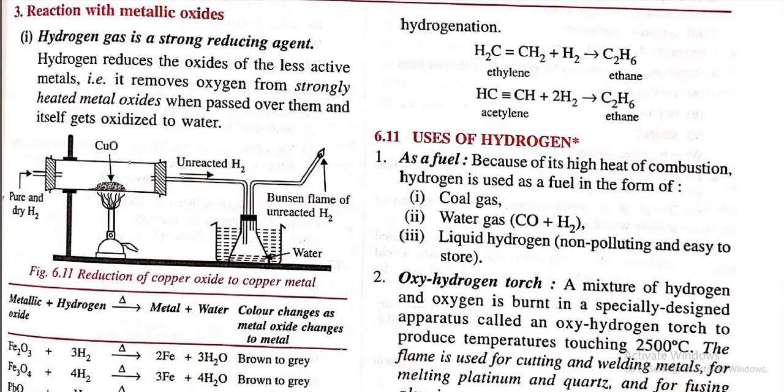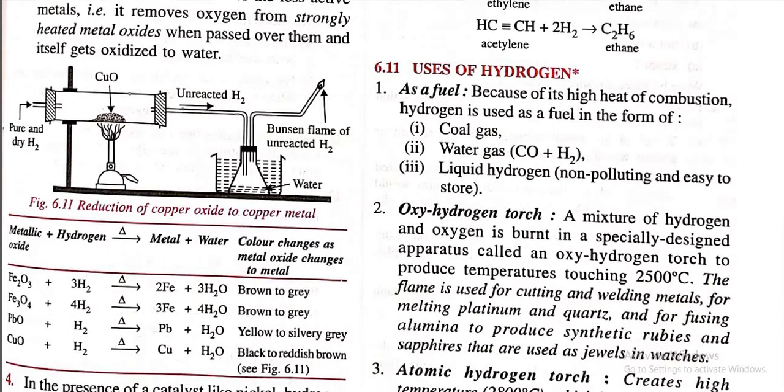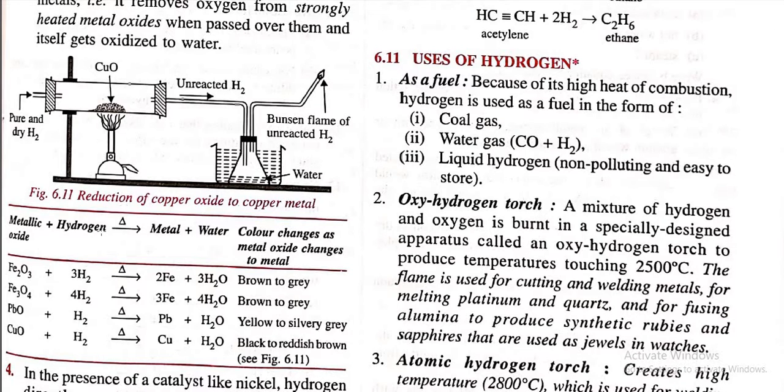In this case, hydrogen gas is a strong reducing agent. So what will happen, hydrogen reduces the oxides of the less active metals, that is, it removes oxygen from strongly heated metal oxides when passed over them, and itself gets oxidized to water. Now if you see the reaction of metallic oxide with hydrogen, it is going to give you metal and water. Okay, now there will be a color change as well.